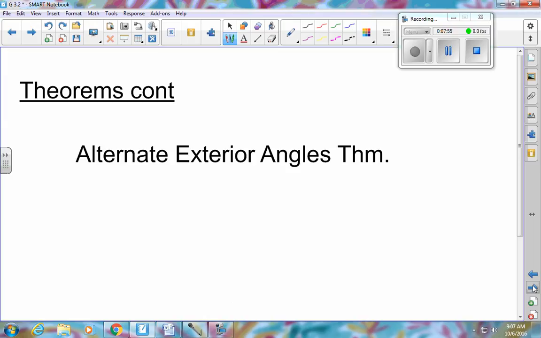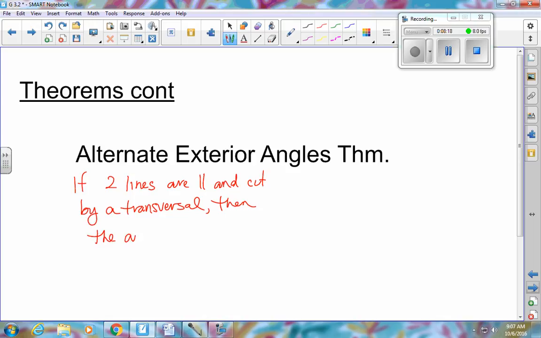All right, our last one here, alternate exterior angles theorem. So just like the other ones, if two lines are parallel and cut by a transversal, then the angles are congruent. The alternate exterior angles are congruent.